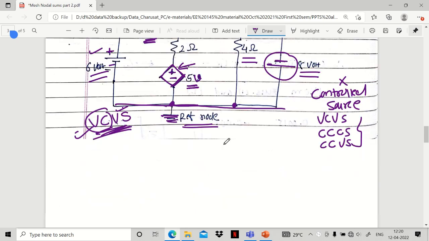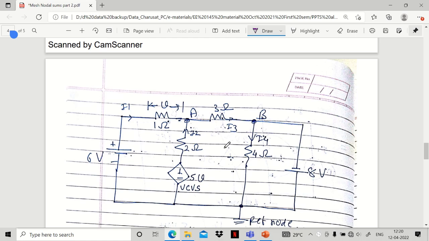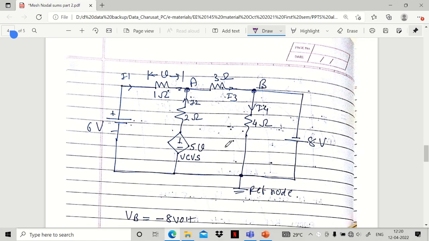Okay, so now again in the second step, for each branch, identify the variable related to the current. So let's start from the left hand side. 6-volt battery. So current will be flowing in upward direction, and let us say current I1 is flowing, and I1 will enter into node A. Between node A and B, I3 will be flowing. Now in this branch, see, here there is a positive, here there is a negative, so obviously current is flowing in upward direction, and let us say this current is I2.